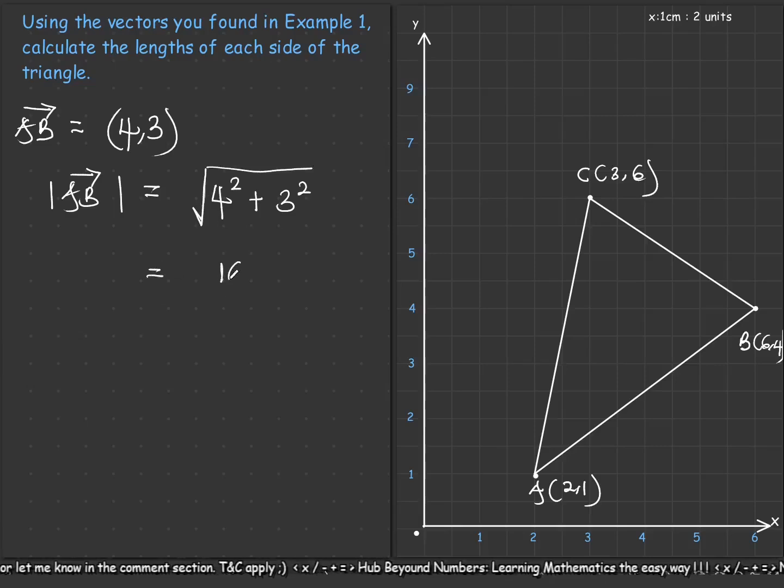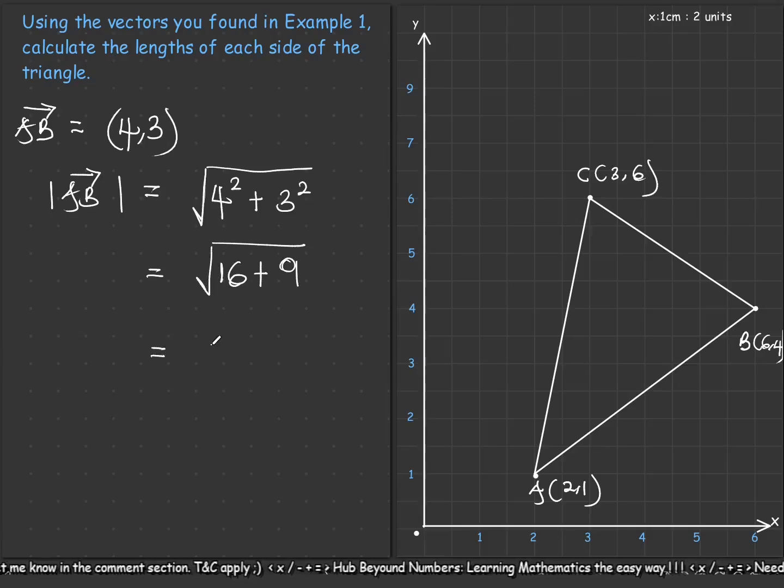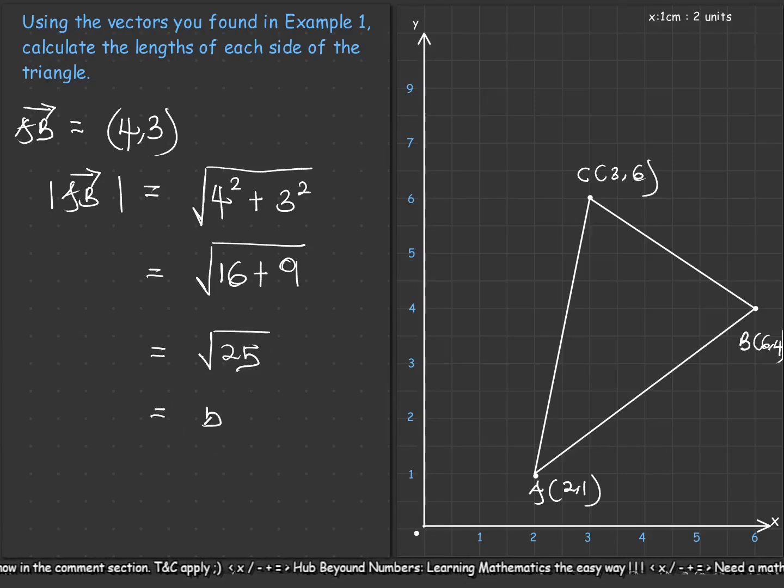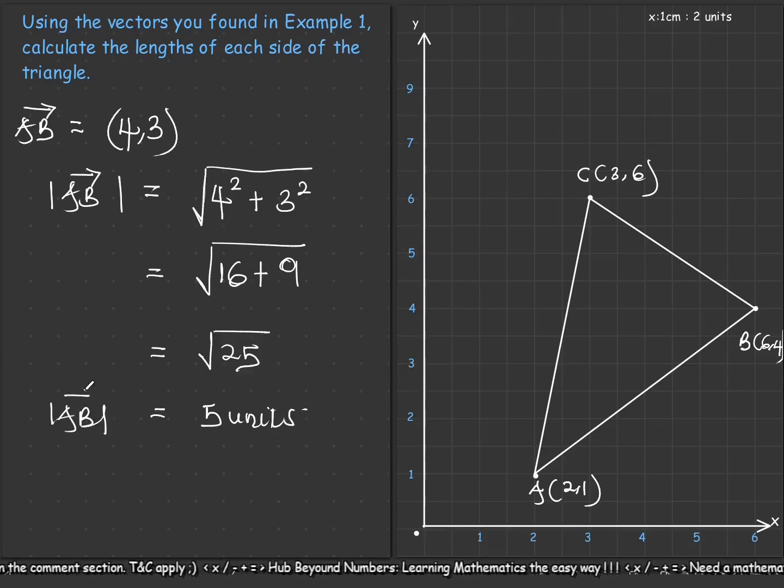4 squared gives us 16 plus our 3 squared, which is 9. So evaluating this, we have the square root of 25. And you know the square root of 25 gives us 5. So 5 units. That is, the magnitude of AB is 5 units. Meaning, if you measure this from A to B, you are getting 5 units.